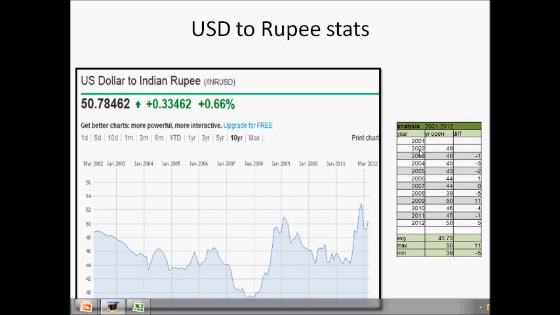So if you look historically, 2002 to 2012, the average has been about 45.73, with the max of $1 bringing in 50 rupees, with the minimum $1 bringing in 39 rupees. So it fluctuates quite a bit, and every $1 affects the net effective rate of the CD.